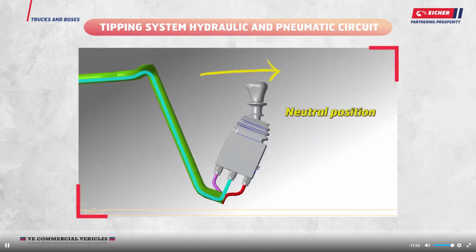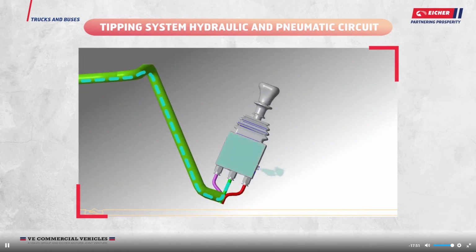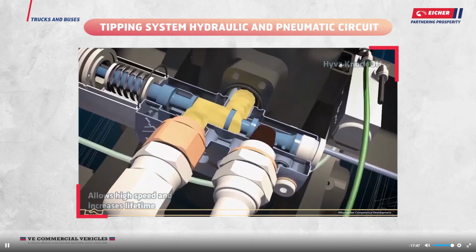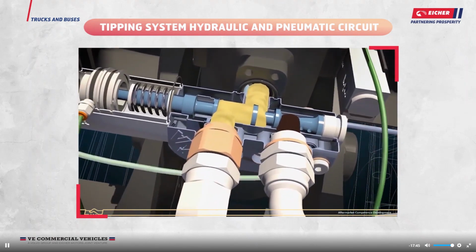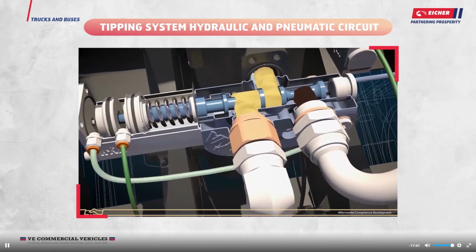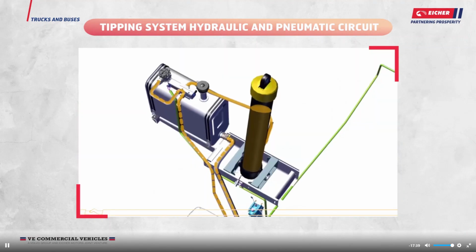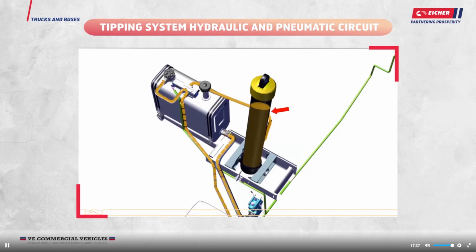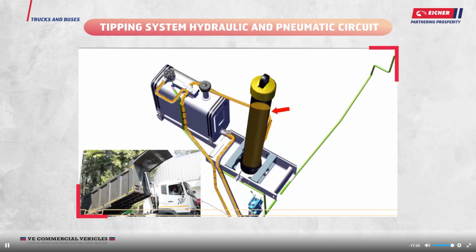When the tipping control valve is shifted to neutral position, air is released into the atmosphere from the tipping control valve. In this situation, the hydraulic connection returns to its position and closes the hydraulic cylinder port. Due to this, oil remains inside the cylinder and the tipper body will hold at the tipping position.